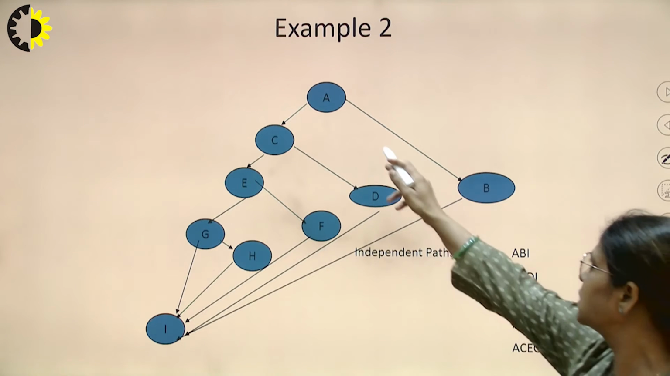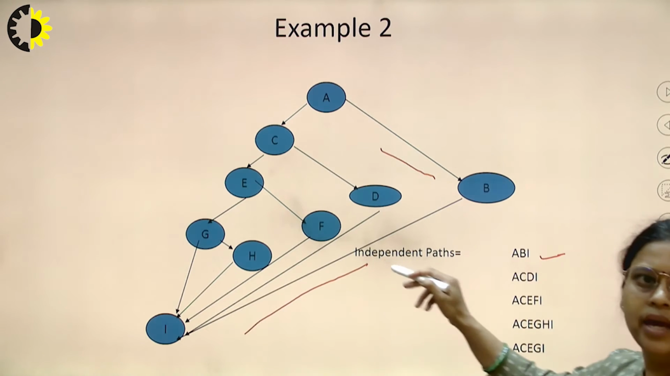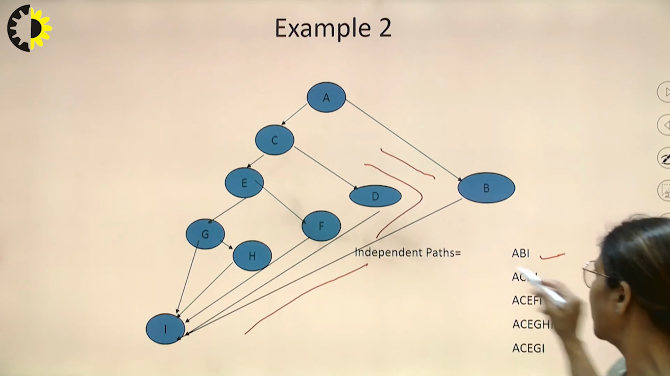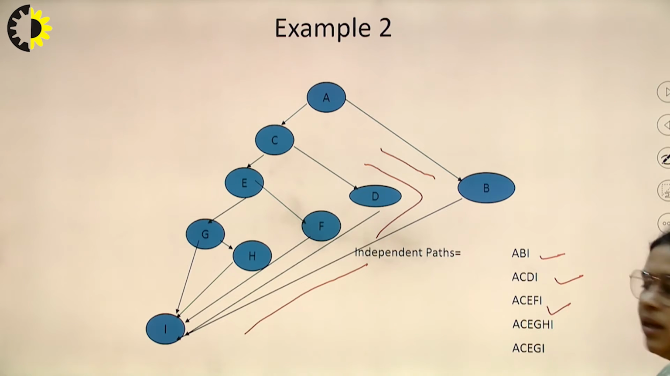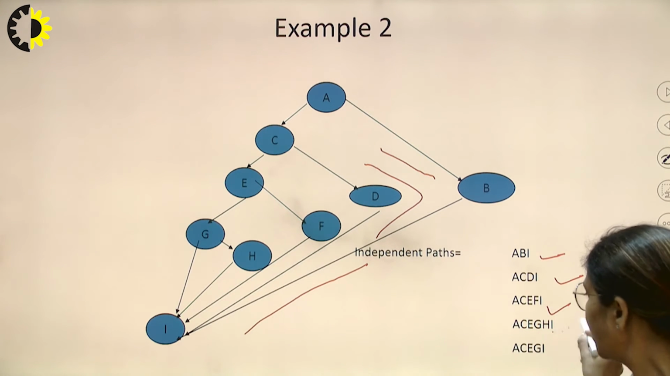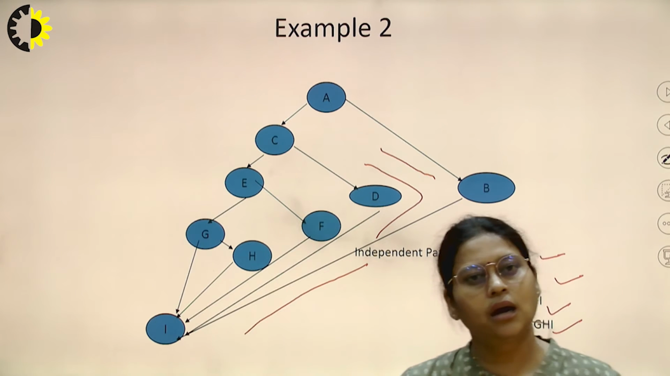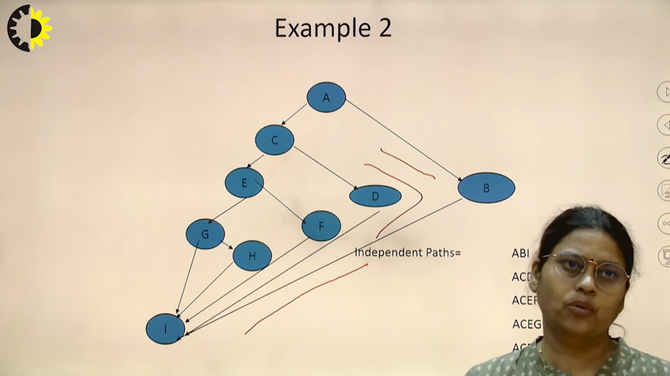So first is AB, ABI, then ADI, ACDI, then ACEFI, then ACEGHI, and then ACEGI. So we have to count all the independent paths in the program.